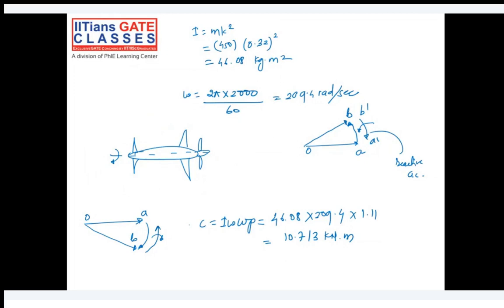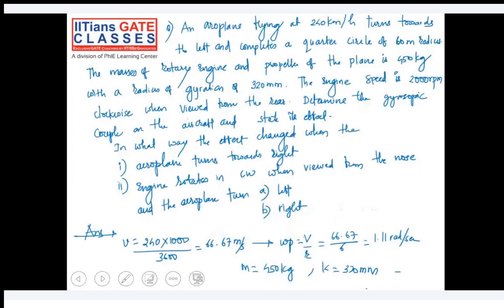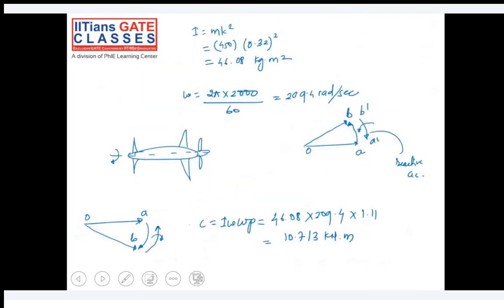And the third question is what? Engine rotates in clockwise when viewed from the nose side. So basically now, previously it was clockwise from the rear; now from the rear it's a counterclockwise. Fine. So whatever we have discussed before, just the opposite of it will happen. Okay. If you want, I will explain.